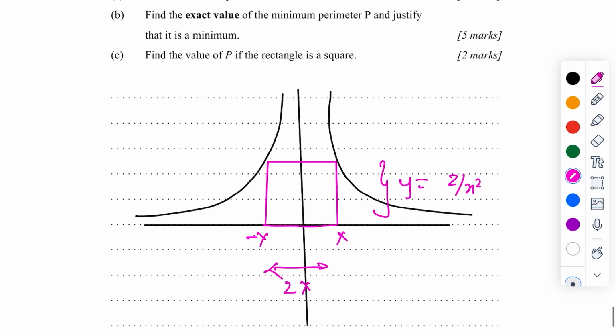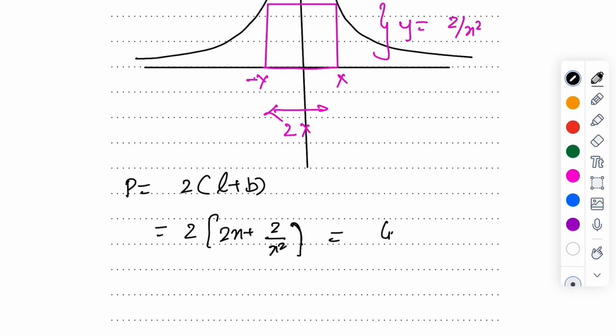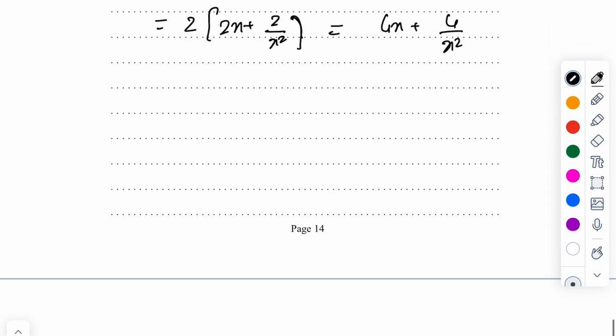What is he asking? P is the perimeter. Perimeter is 2 times (length plus width). So length is 2x, width is 2 upon x square. So this is going to be 4x plus 4 upon x square. Find the exact value of the minimum of the perimeter, and justify it is a minimum.